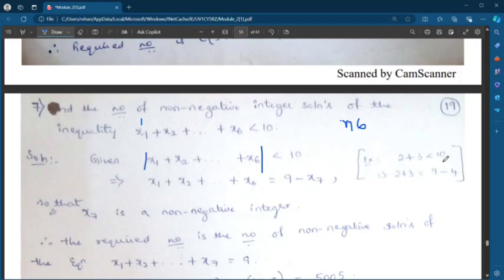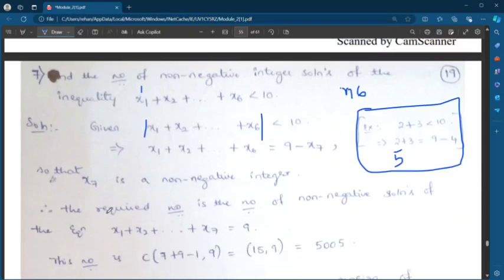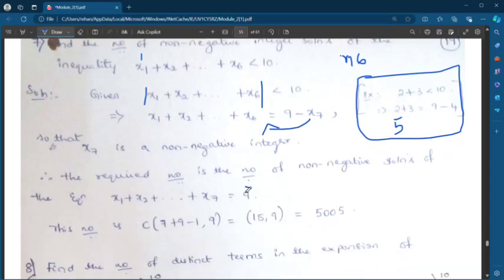For example, 2 plus 3 is less than 10, that is 9 minus next term. 3's next term is what? 4. So 9 minus 4. What is 9 minus 4? 5. 2 plus 3 is 5, 9 minus 4 is 5. Same way, from this one definition we have to remember that x7 is also a non-negative integer. The required number is the number of non-negative solutions of the equation x1 plus x2 plus x3 plus so on up to x7 is equal to 9. What I am doing is bringing this thing inside. Now I can simply say that 9 is my R and this is my N.